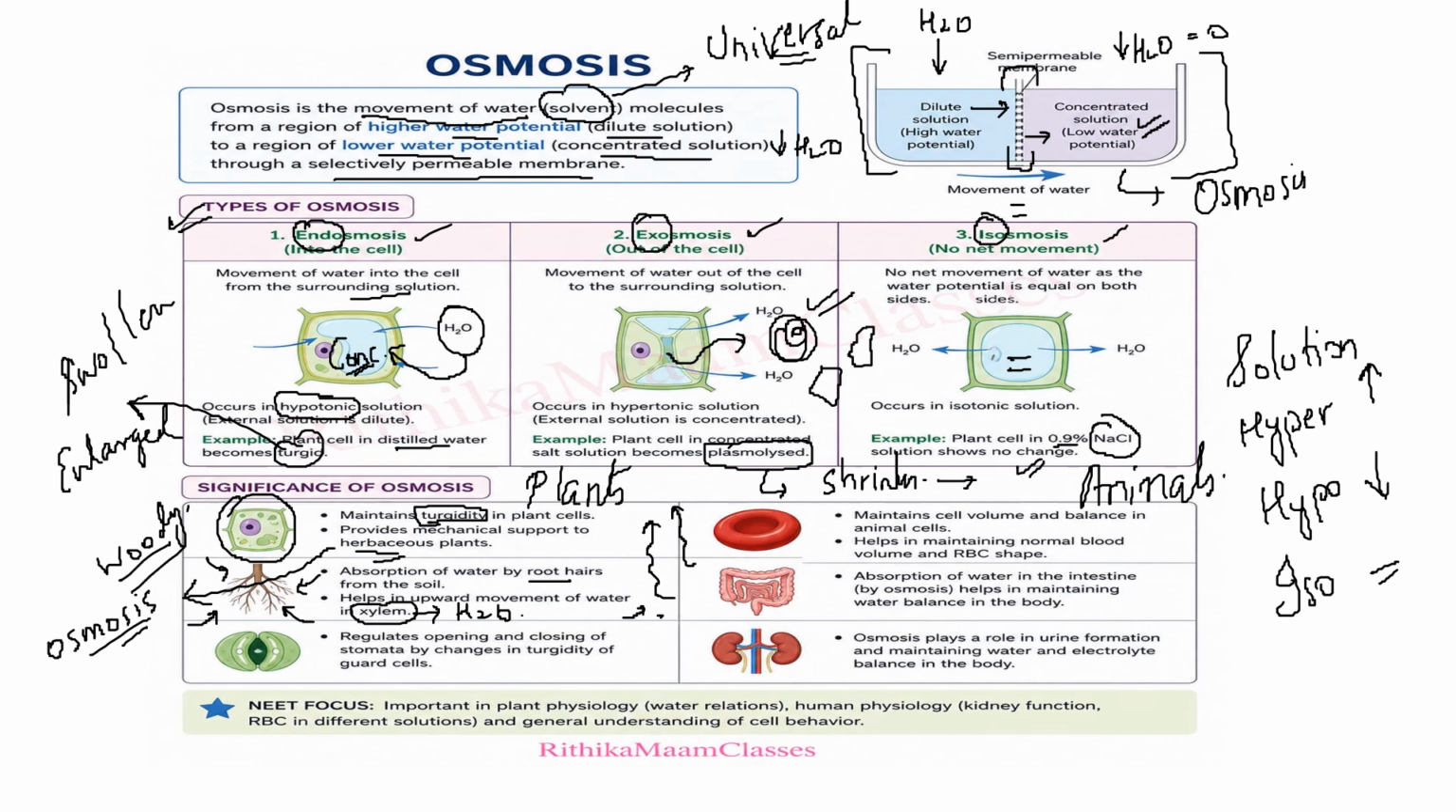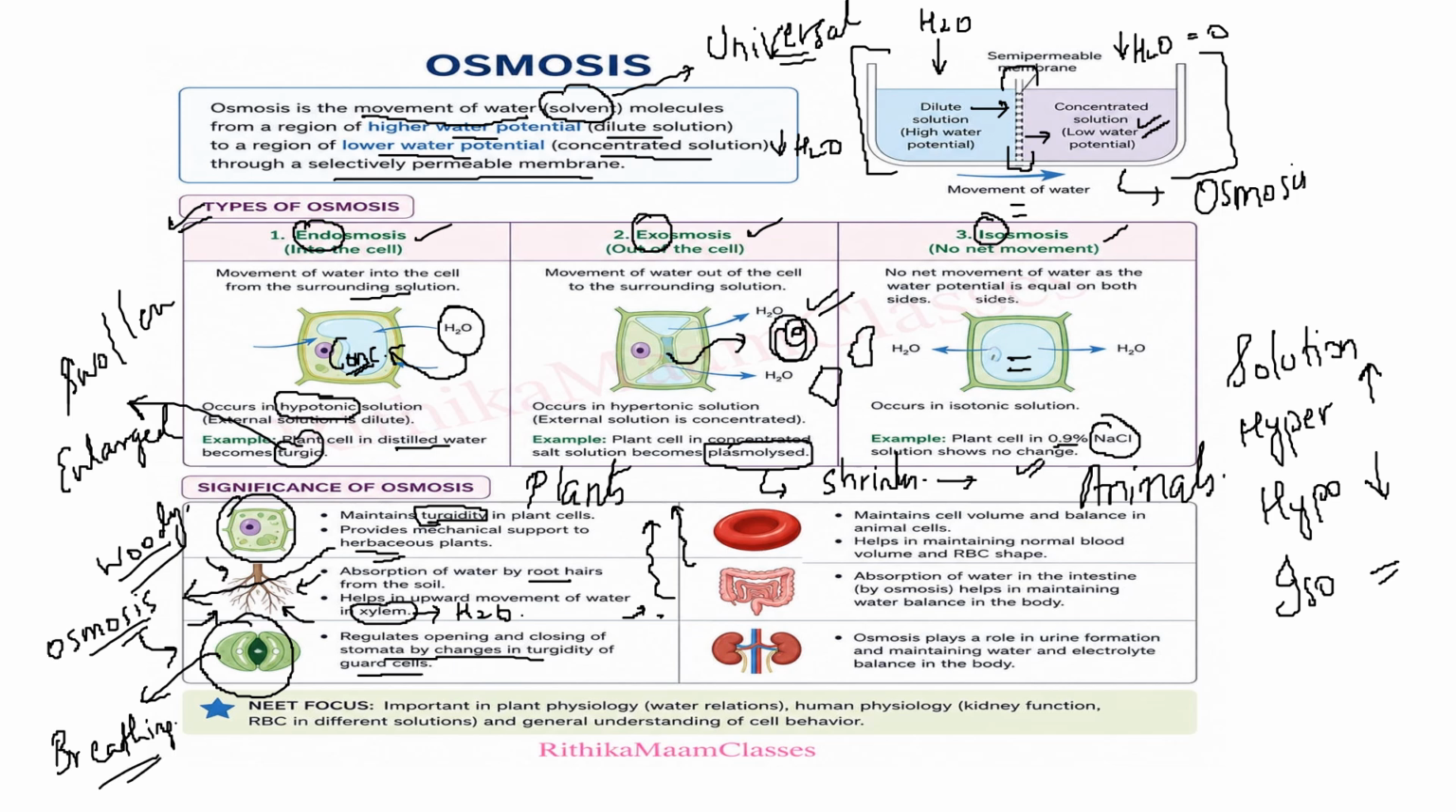Moving to the next, it regulates opening and closing of stomata by changes in turgidity in guard cells. So even the opening and closing of stomata is through osmosis. Okay, so we know that whenever there is opening and closing of stomata, it means that the plants are breathing, isn't it? And also they help in exchange of gases.